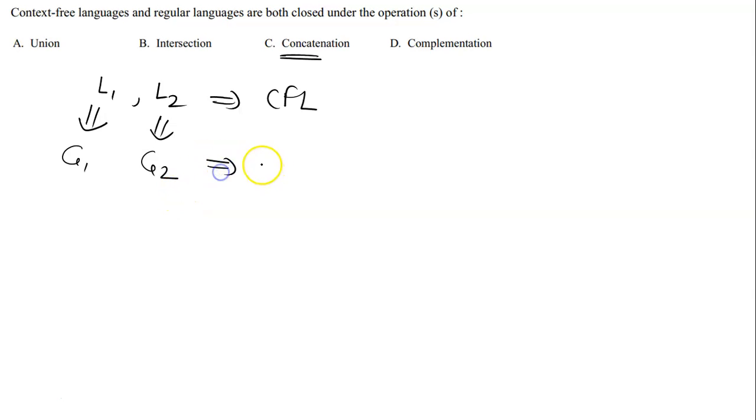The same construction we will do, as we have done a similar construction for union also. So G1 and G2 are the context free grammars. Now we can make a context free grammar for L1 dot L2. How will we do it? Again the same thing. We will add a new start symbol, and this start symbol will go to S1 S2, which means S1 dot S2.